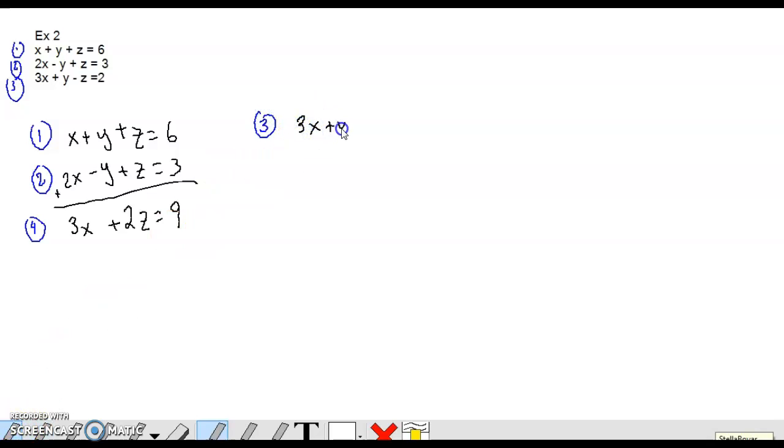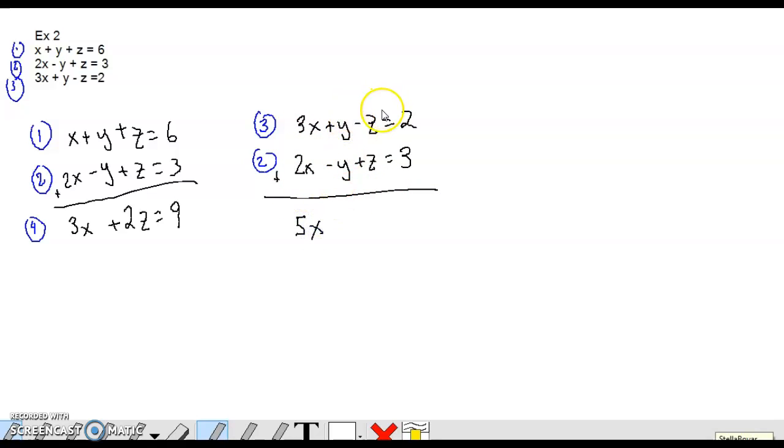So 3x plus y minus z is equal to 2. And again, I want to eliminate the same variable. So I want to eliminate the y. So it makes more sense to use the second equation. So 2x minus y plus z is equal to 3. Add this up. This will give you 5x. That cancels away. That cancels away is equal to 5. This will sometimes happen, right? You'll actually be able to solve for a variable right away. So x is equal to 1. So we actually didn't have a fifth equation on this problem.